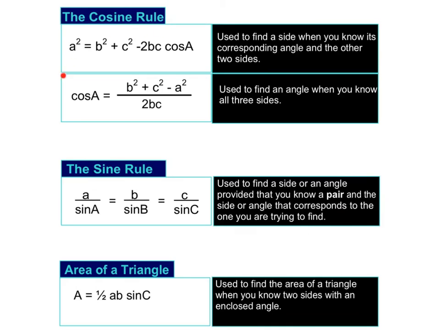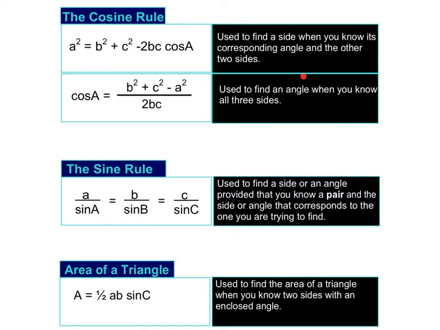Here are the rules in question. We've got the cosine rule, the sine rule, and a formula for the area of a triangle. We do not need to commit the formulae in the white boxes to memory, as they are given to you on your formula list. What we do need to learn is what's in these black boxes, which are the situations in which you would have to use each of these rules.